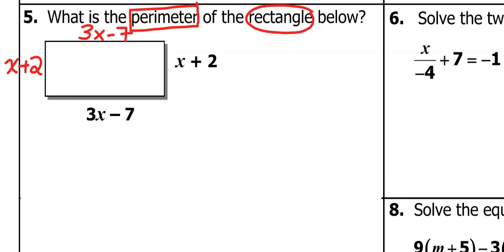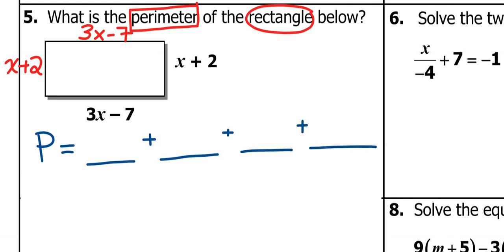Well, perimeter means that you add up all the sides of your shape. I have 4 sides here. So in finding the perimeter, I need to add all 4 sides together. The first side plus the second side plus the third side plus the fourth side. So let's put in what we have as our 4 side lengths. So I have x plus 2 and x plus 2.